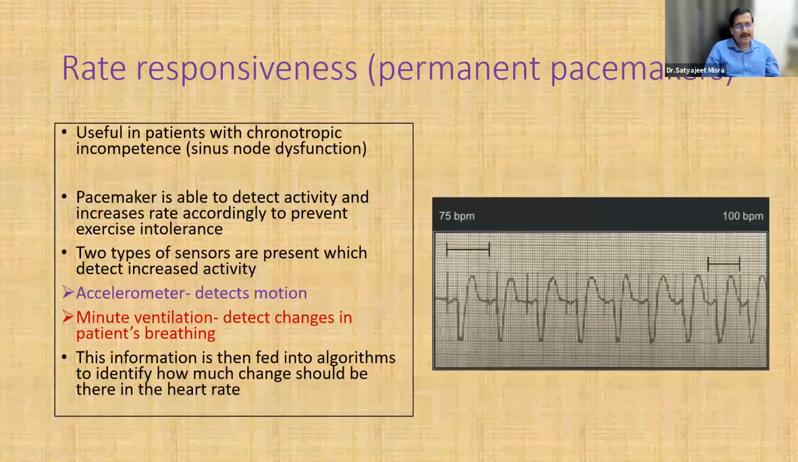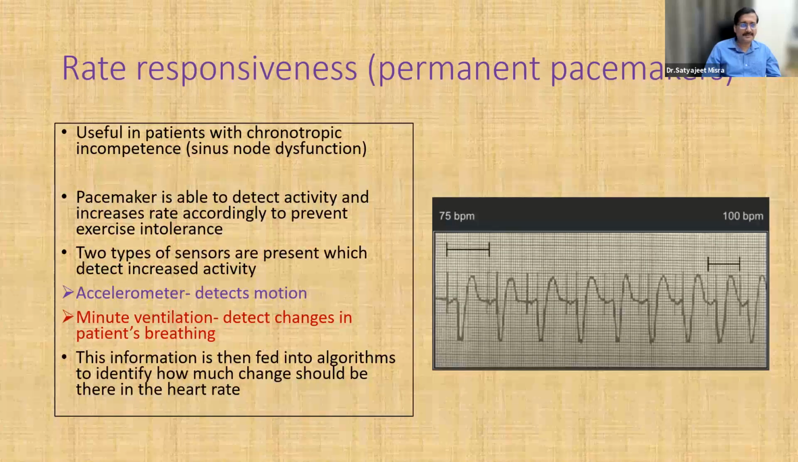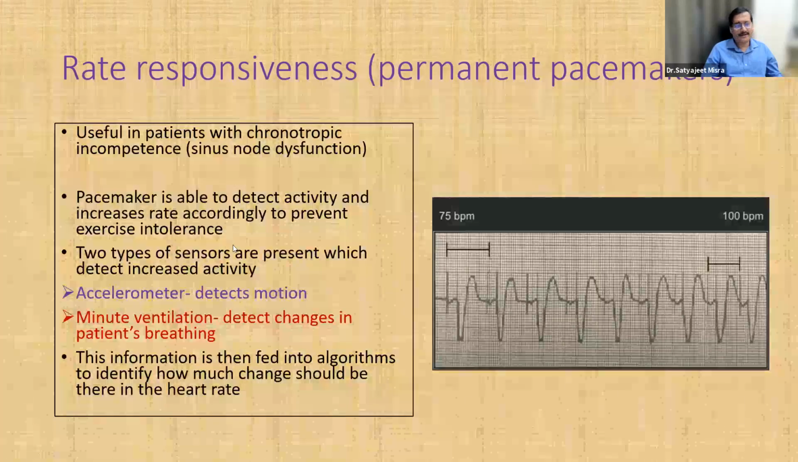A few last things that I would like to touch upon. One thing that I mentioned is rate responsiveness, which is a feature of permanent pacemakers. It's very useful in patients with inherent rate abnormalities, like in sinus node dysfunction, sick sinus syndrome, and so on, who are not able to mount rate responsiveness in proportion to their physical activity. So they have exercise intolerance whenever they attempt something.